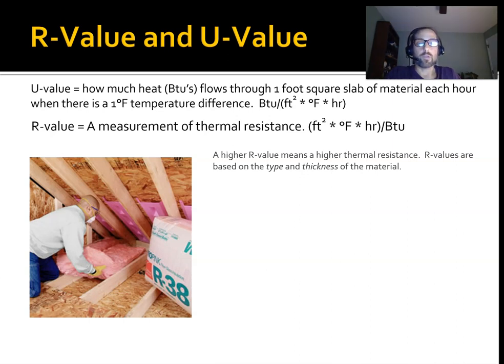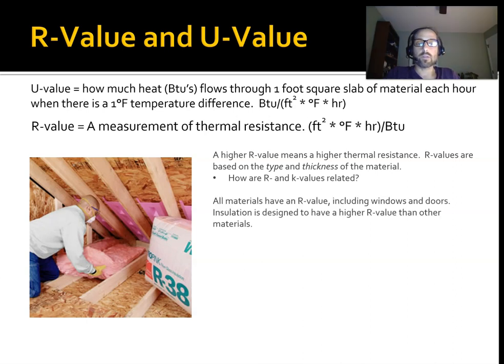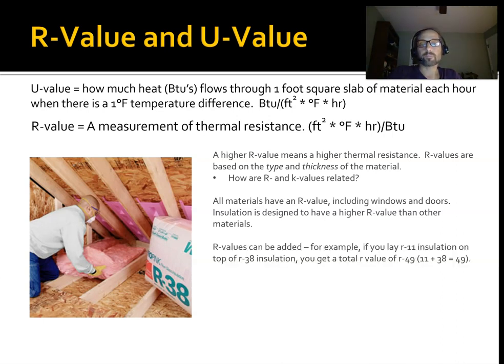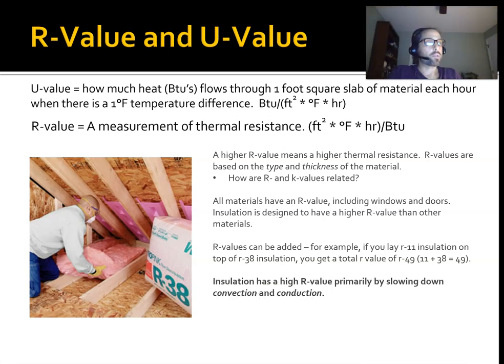It's also because we can add R's together, but we cannot add U's. The R and U are related mathematically. R is the inverse of U, and U is the inverse of R. And we'll go over some of this. So this is really important: R values can be added. If I have R11 insulation on top of R38 insulation, you get R49. Really easy to remember. And insulation, the R value is primarily a function of slowing down convection and conduction. That whole heat transfer process, insulation slows it down, and that's because it's filled with air pockets.